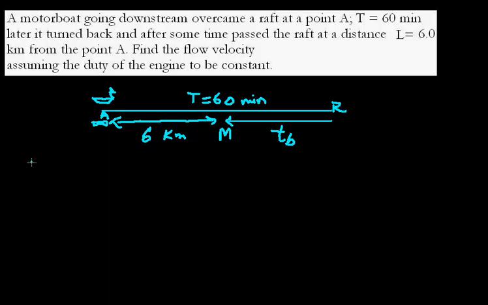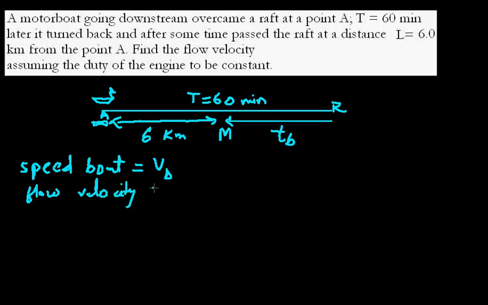Okay, now let the speed of the boat equal VB. Same way, let the flow velocity equal VR. Okay, so this distance of 6, how do we get this thing? This we can get in two ways.